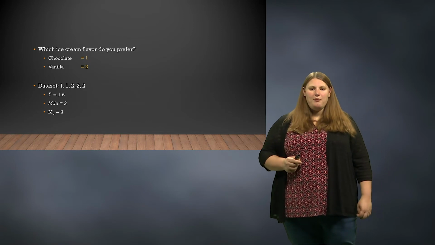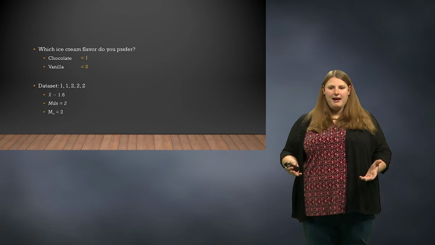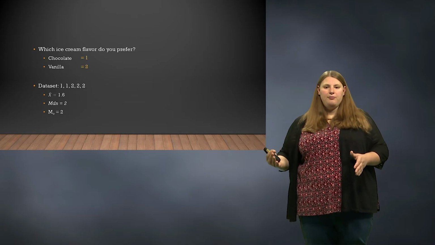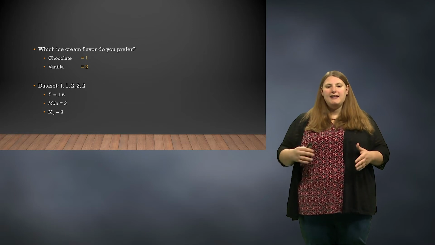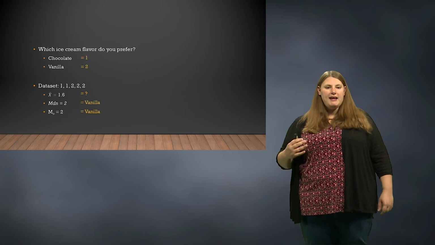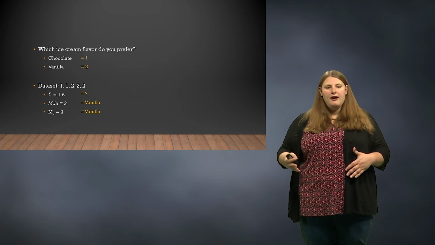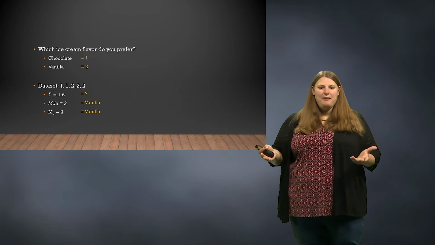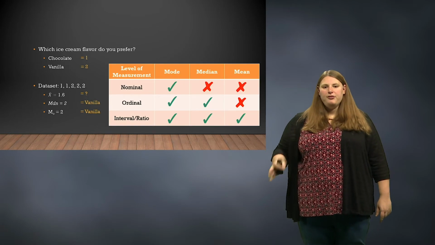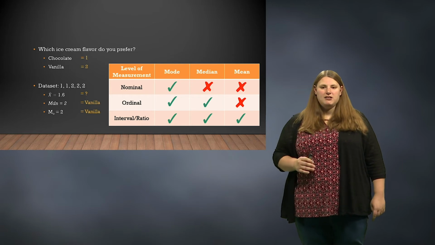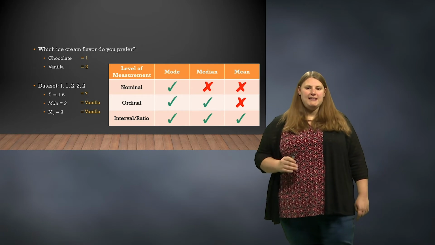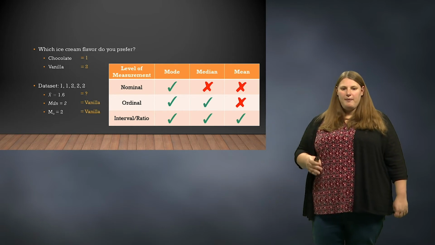But here's the problem. My actual data isn't really numbers, right? So what I need to do first is undo my coding in order to analyze the actual meanings of the calculations. So a mode and a median of 2 become vanilla. But a mean of 1.6, what does that mean? Here's the problem. We can calculate all 3 statistics on any quantified survey question, but we can only interpret the statistic in some cases. It all depends on the level of measurement.